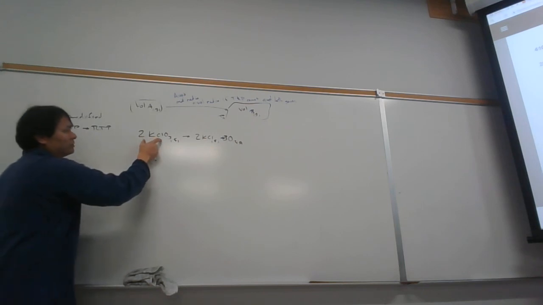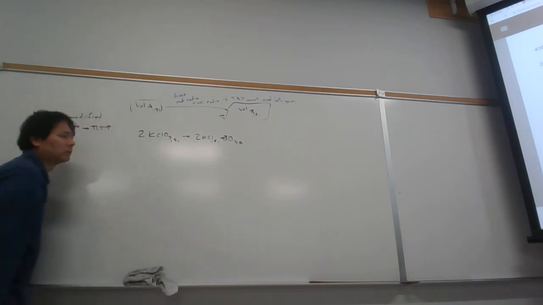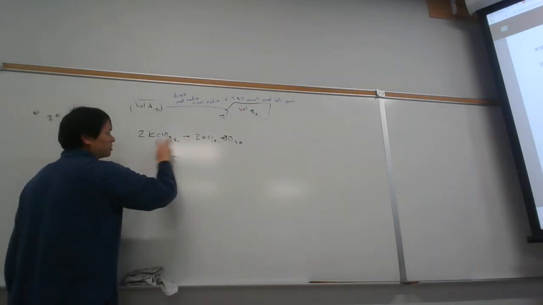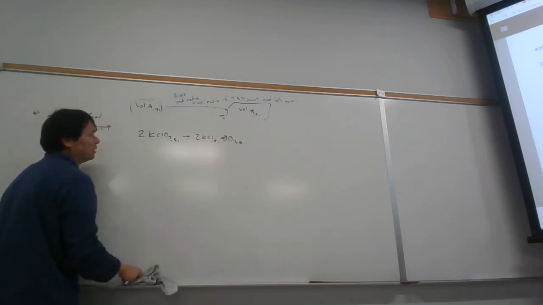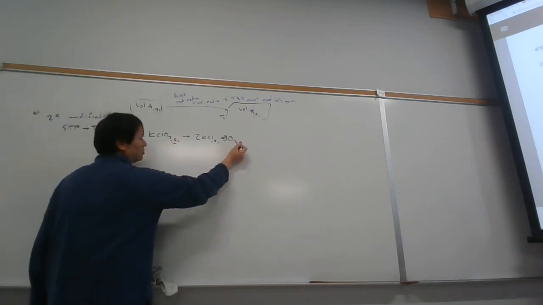So if I had 2 liters of KClO3, how many liters of oxygen would I produce? Well, you might say 3. The mole ratio is correct. It's a 2 to 3 mole ratio, but the volume ratio is incorrect. It's not a 2 to 3 volume ratio. And the reason is because KClO3 is a solid and O2 is a gas.